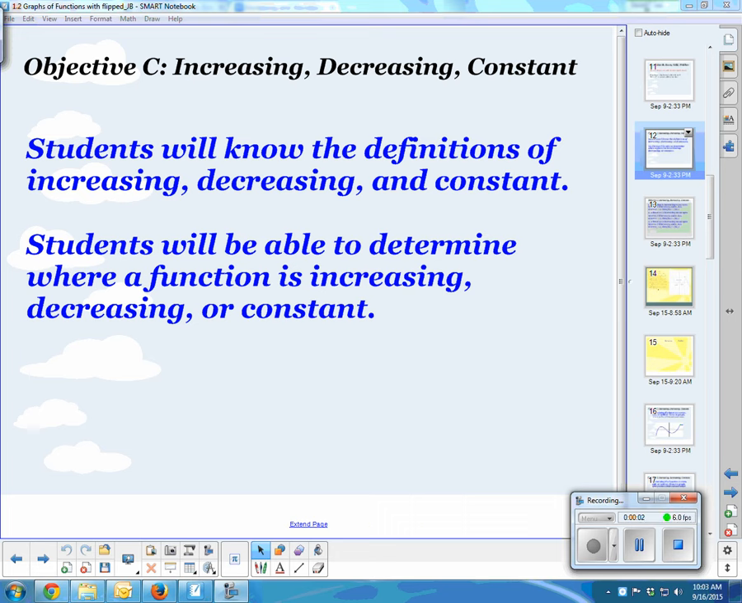This is Mrs. Blaylock, and I am going to continue with 1.2. We're talking about Objective C, increasing, decreasing, and constant functions. By the end of this section, you will know the definitions of increasing, decreasing, and constant, and you will be able to determine where a function is increasing, decreasing, or constant.